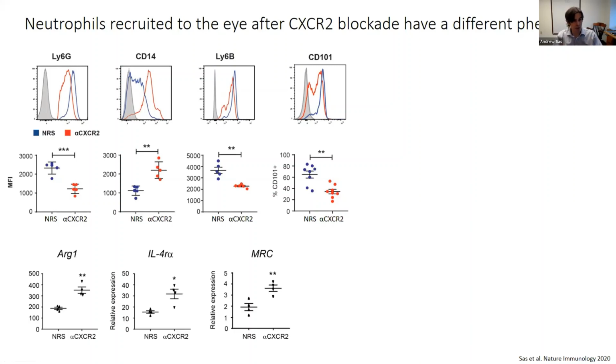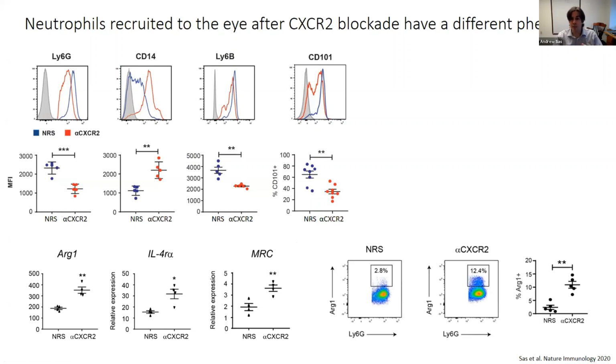We then took these sorted neutrophils and did some PCR to look at markers of alternative activation described in the literature, similar to the M1 versus M2 phenotype in monocytes. Arginase, IL-4 receptor alpha, and mannose receptor are all markers of alternative activation. We found that the neutrophils in the eyes of the mice treated with the anti-CXCR2 had higher levels of arginase 1, IL-4 receptor alpha, and also mannose receptor, indicating an alternative activation state.